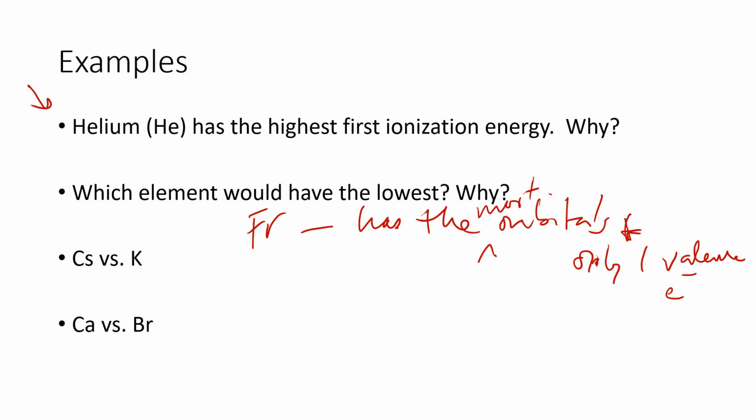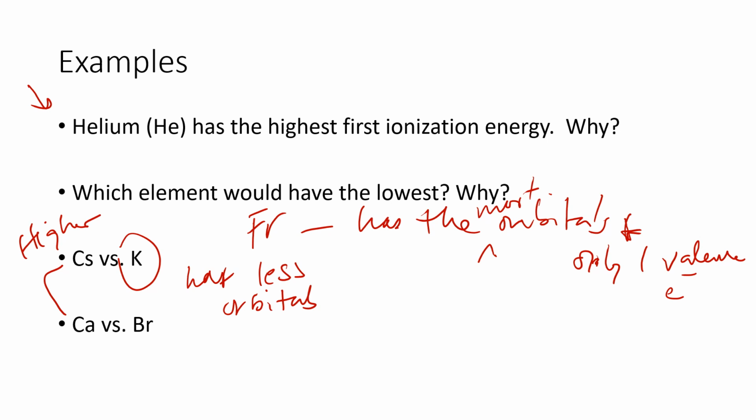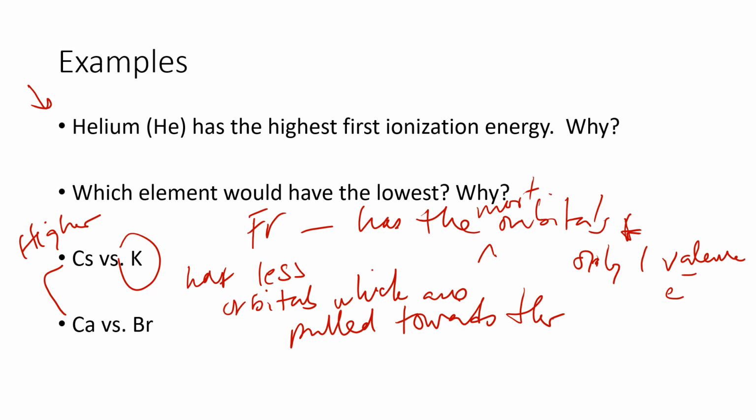So potassium would have the highest energy. Depending on what I ask, it could be which would have the lowest or which would have the highest. If I'm asking for the highest, it'd be potassium, because cesium has, or say potassium has, so let's make this the highest, which is the higher of the two. So cesium has less orbitals, which are pulled towards the nucleus. Oh, that's horrible handwriting.